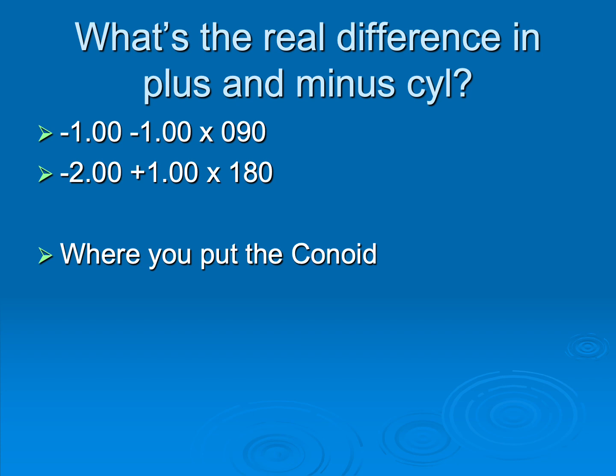So again, we talked about the difference between plus and minus cylinder, whether we were adding to the weak or subtracting from the strong. But what we're really doing is we're collapsing that conoid, and we can either collapse it from the front going back like we just did, or if that conoid was entirely back behind the eye, we could collapse it more to the left. Let me show you that.